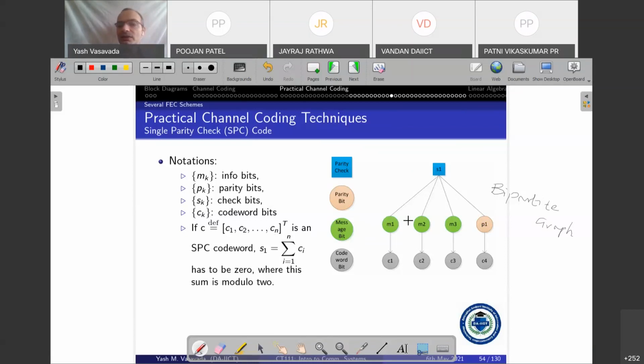Okay, so what does this diagram say? That this is a single parity check code with rate 3 over 4. So we take 3 information bits, M0, M1, M2, and then we add the 4th bit, which is this parity check bit. And that parity check bit is added in a way that if I take the summation of all of these 4 bits, and that summation is indicated by this S1, this is guaranteed to be 0.